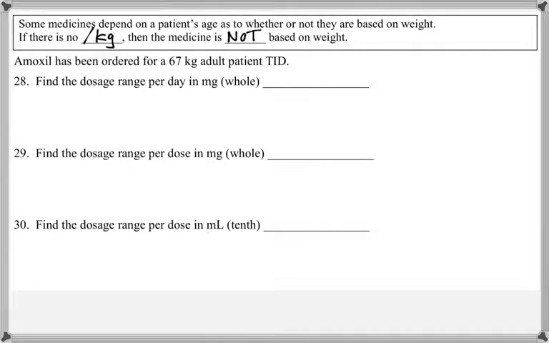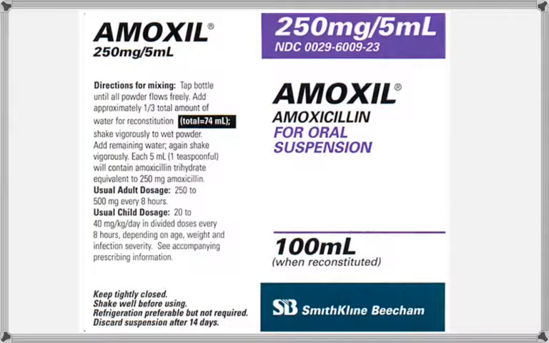So for 28 through 30 it says amoxicillin has been ordered for a 67 kilogram adult patient TID. So, 67 kilogram adult patient. And if we look at the label, for the usual adult dosage, it says 250 to 500 milligrams every 8 hours. But we do not see any per kilogram here. So if it's an adult, it is not based on weight.